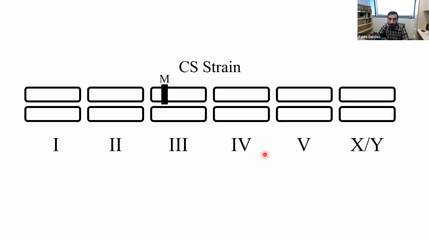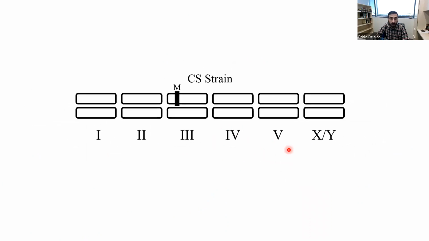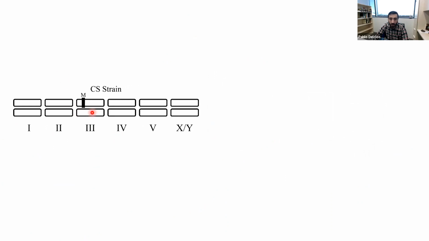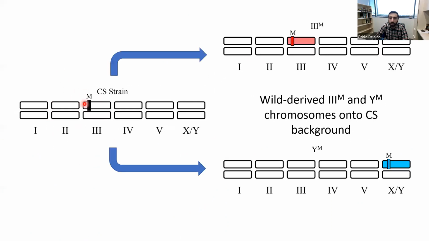So in housefly, we have this nice system set up where we basically start with one strain, the CS strain, which is historically a 3M strain, the M here referring to that male determining gene. And through a series of back crosses, we create multiple replicates of 3M and YM nearly isogenic lines that only differ at the chromosomes in which the male determining gene is located. Everywhere else, they're essentially genetically similar.